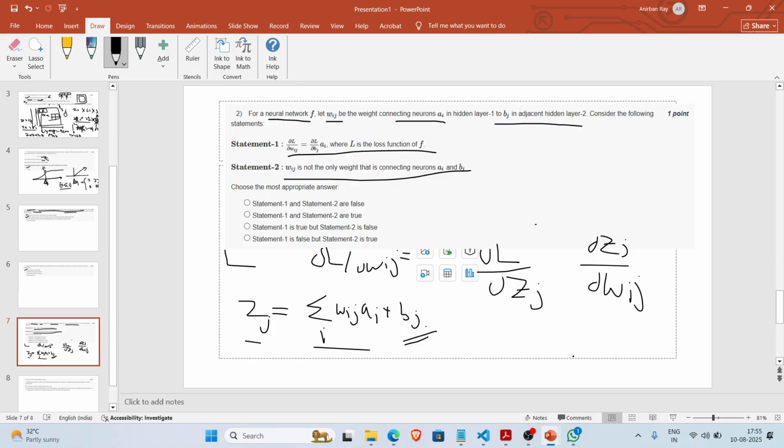Now you can see the derivative with respect to Zj and Bj is the same. Why? Take any function. Suppose you take this derivative del Zj with respect to x. This will be with respect to x, and this will also be with respect to x. Maybe this is not required.